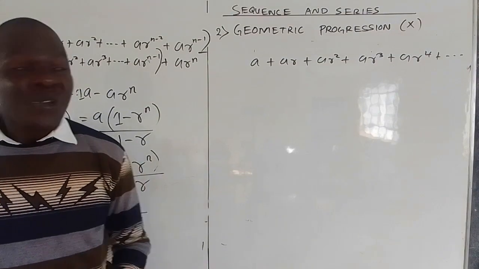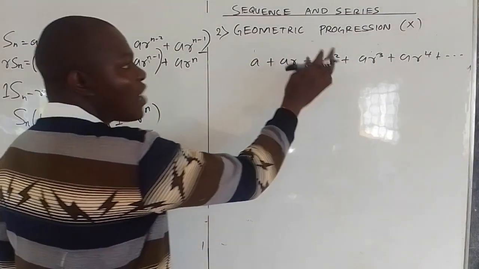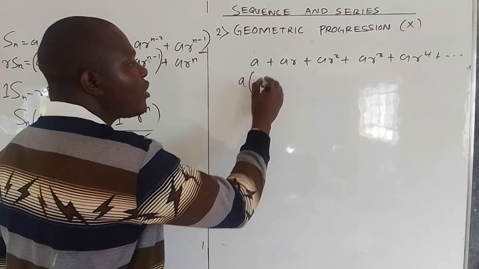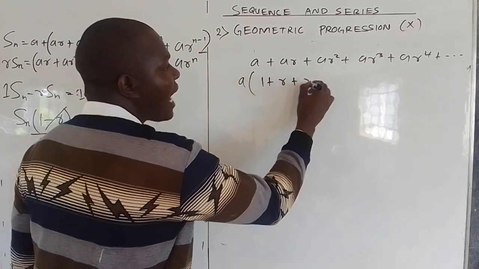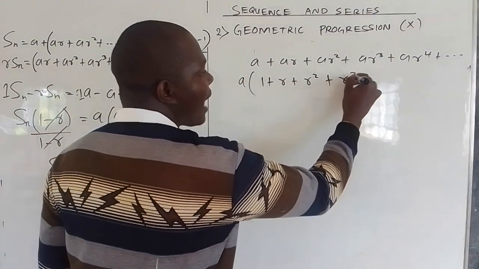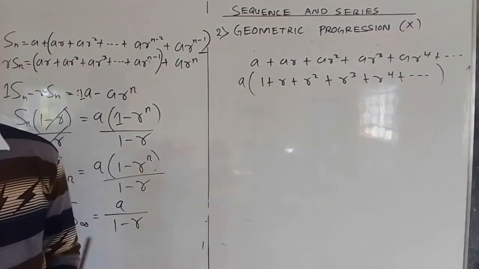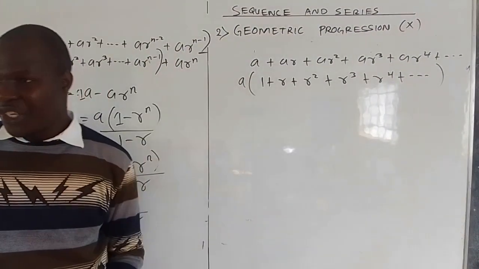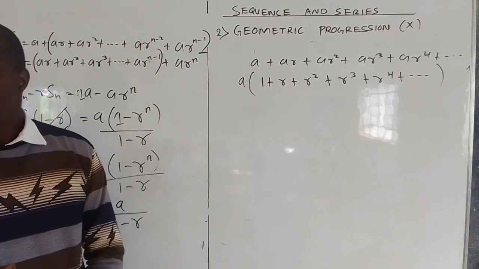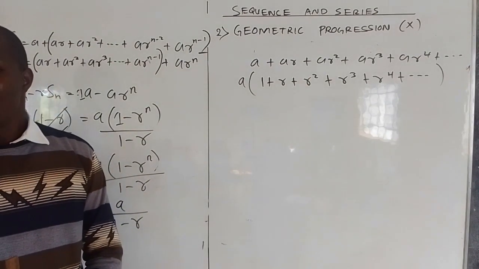Are we together? So if you look at this, if you factorize out a, which is a common factor, what will you remain with on this side? 1 plus r squared plus r cubed plus r to the power 4, up to the nth term. Then you now ask yourself, what is that series?